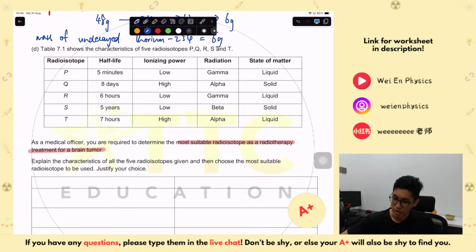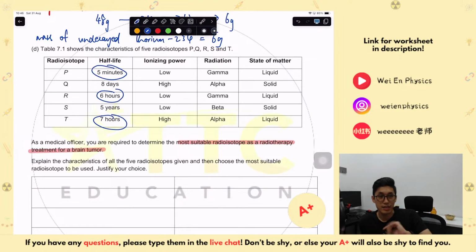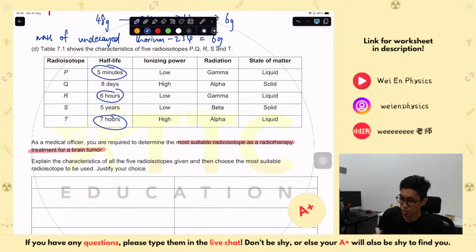Okay, so half-life, I'm going to choose the 3 shortest half-lives because there are 5 choices here. Let me just choose the 3 shortest ones. 5 minutes, 6 hours and 7 hours. The days and years are considered too long already, for a human, right? Because we don't want it to stay inside the body. That's the reason. Okay, the next one is the ionizing power. Ionizing power cannot be too high, because if it's too high, it will damage the other cells also. It will damage the normal healthy cells. You are trying to kill the tumor cells only. So you cannot choose higher ionizing power.